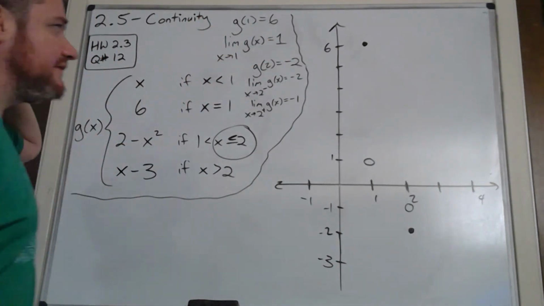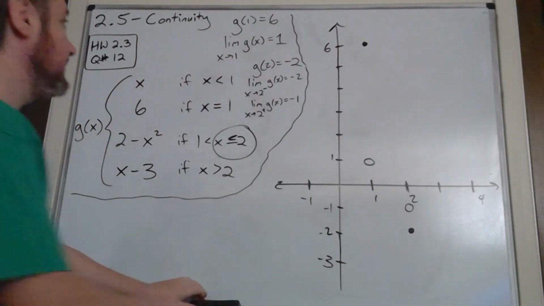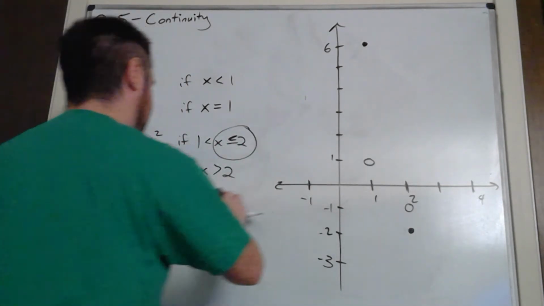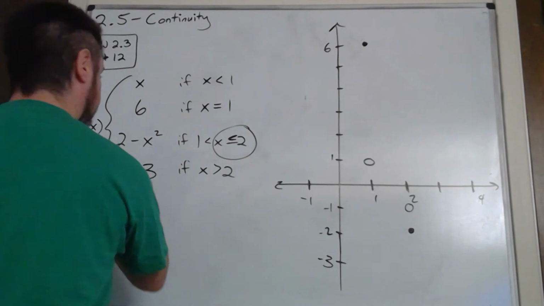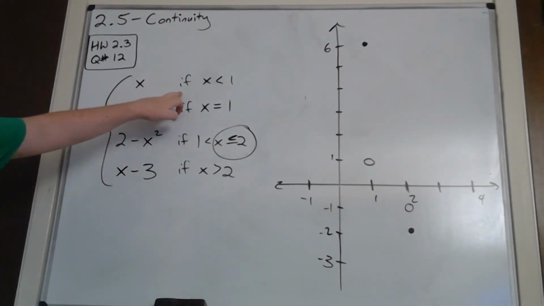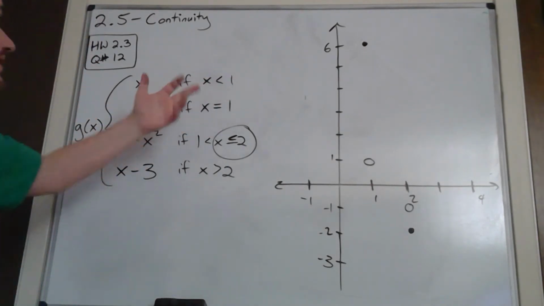So not a ton of stuff, but let's see what else we can get out of this. I'm going to erase those items now because we've got them all graphed, just to give myself a little more space here. Let me graph this thing now. The line x, if x is less than 1. Okay, what is that?